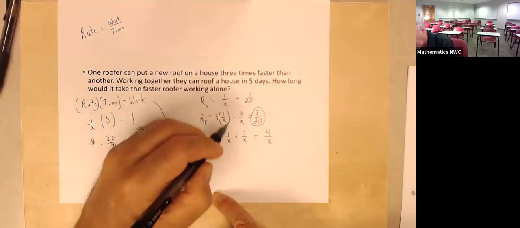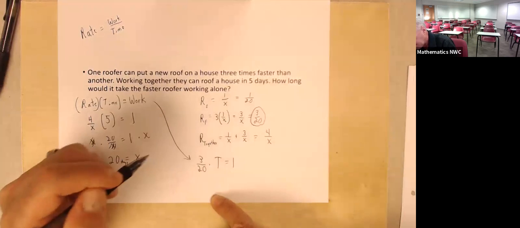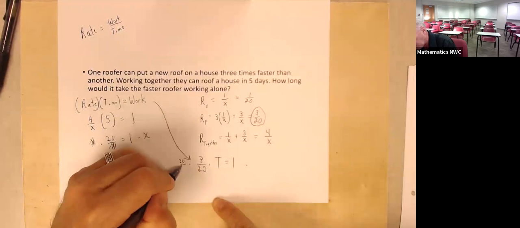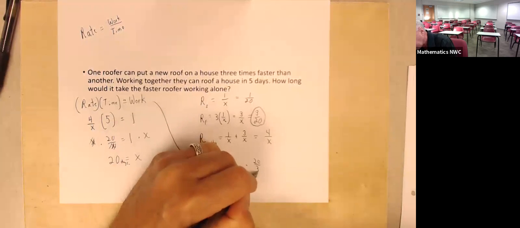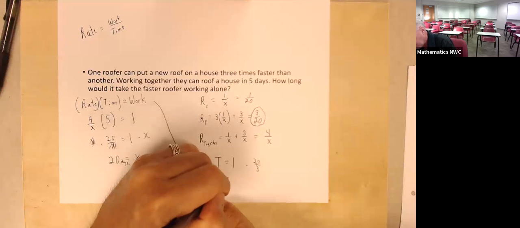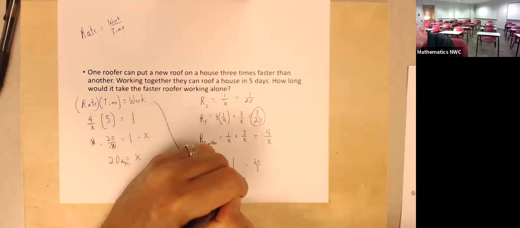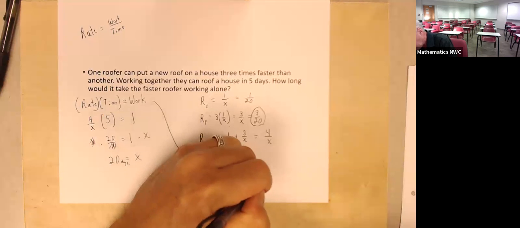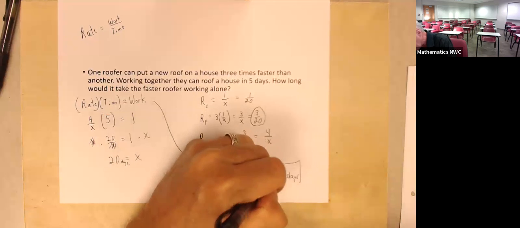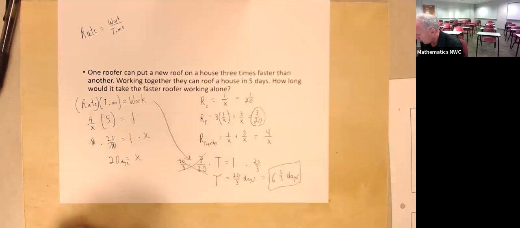They're asking how long, so I'm looking for the time to get one roof done. I'd multiply both sides by the reciprocal, 20/3. These cancel, giving me time. And I would have 20/3 days, which would be 6 2/3 days. And that would be our answer for that one.